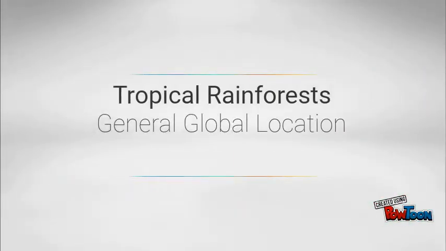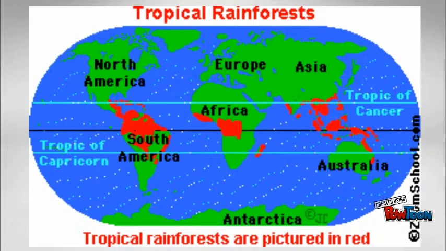Tropical rainforests are located within about 20 degrees north and south of the equator. They are found in Central America, South America, Africa, Southeast Asia, and Northeast Australia. They are also found on large tropical islands, and this is because oceans provide a constant source of atmospheric water vapor.